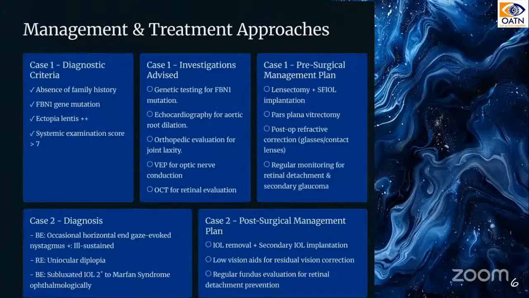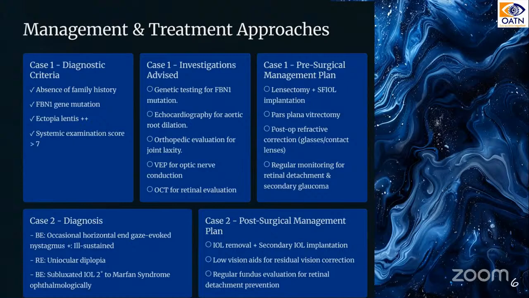Case 1 met the diagnostic criteria for Marfan syndrome based on ectopia lentis, FBN1 mutation, and a systemic score of more than 7, considering the systemic features. Pre-surgical management included lensectomy with SF-IOL implantation to correct visual impairment. For case 2, the focus was on IOL removal with secondary IOL implantation, which can be an AC IOL or an iris claw, and low vision aids to optimize residual vision.